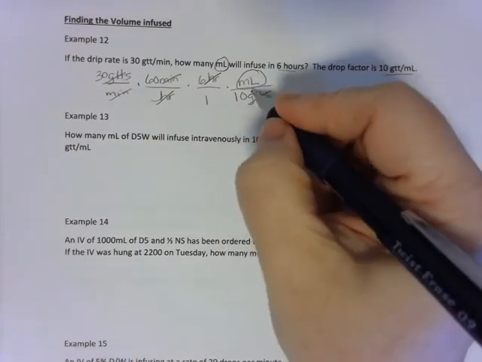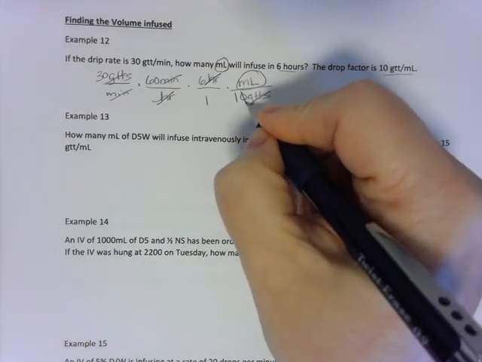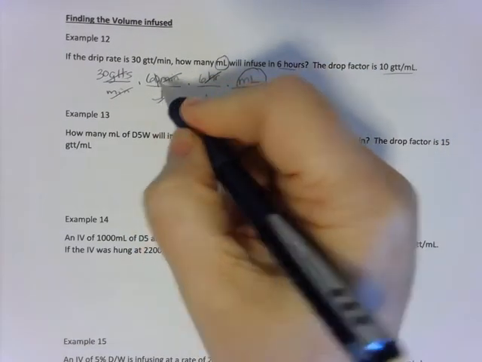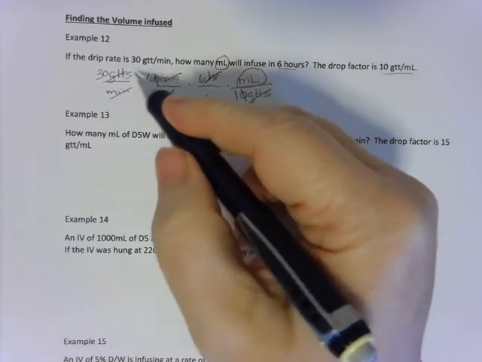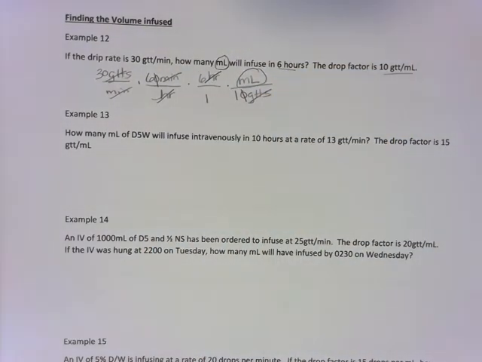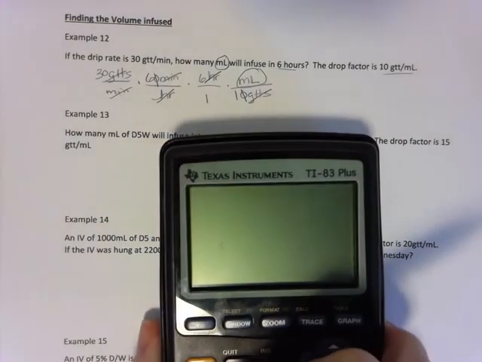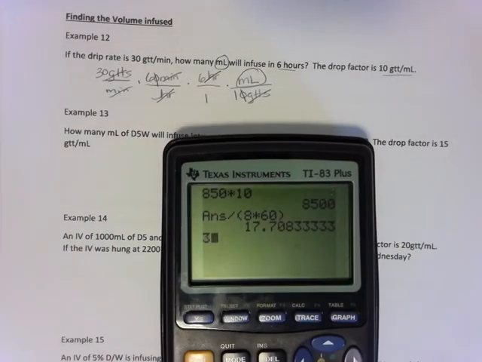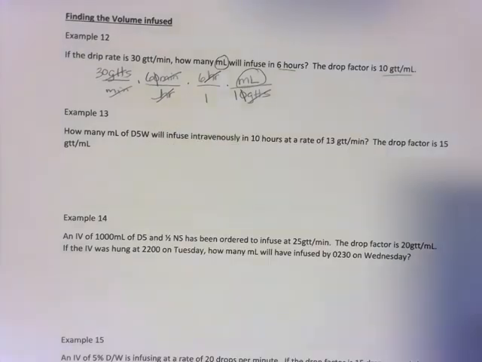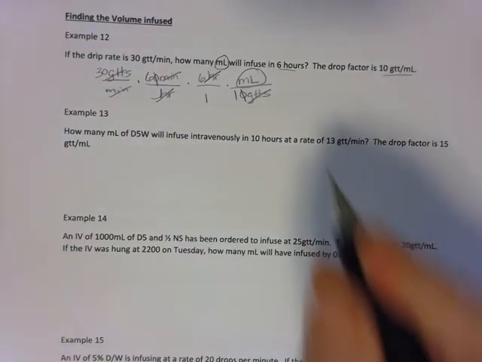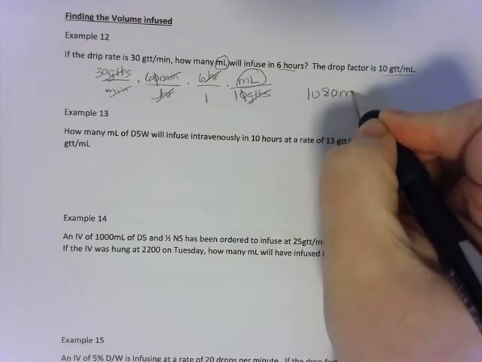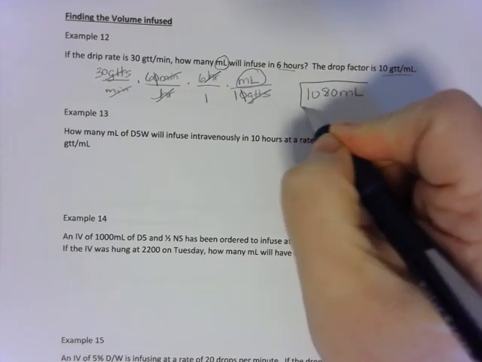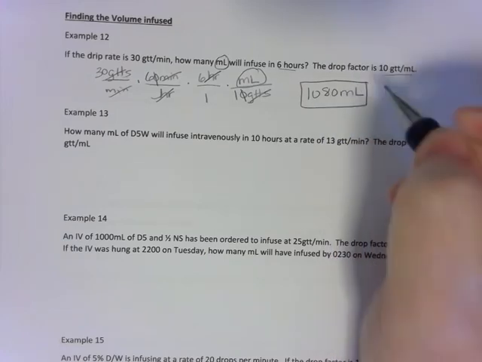I'm going to cancel out this 0 with that 0. So now I just take 6 times 6, 36 times 30. (1,080 mLs).